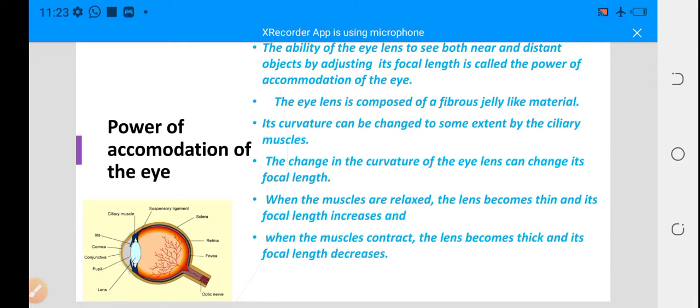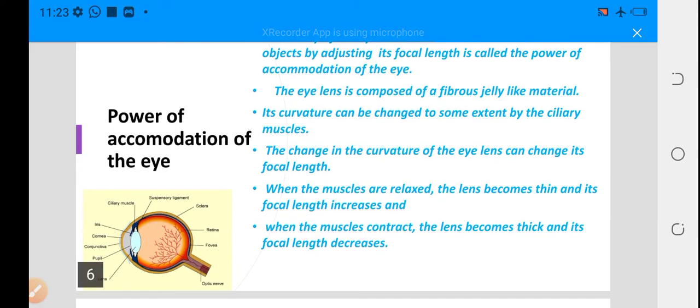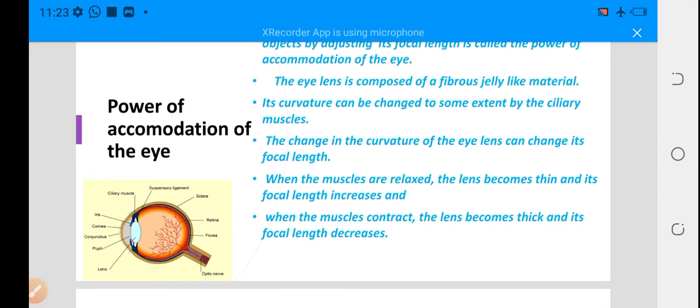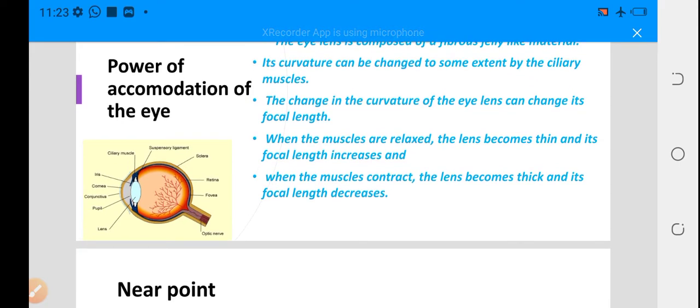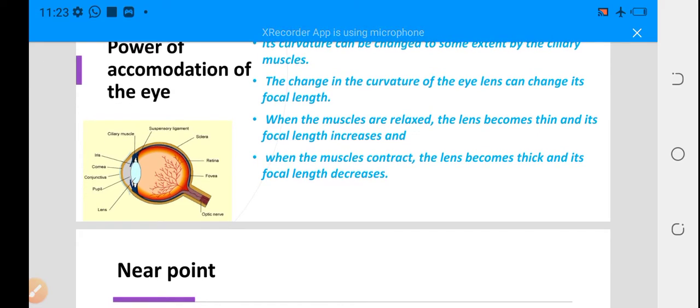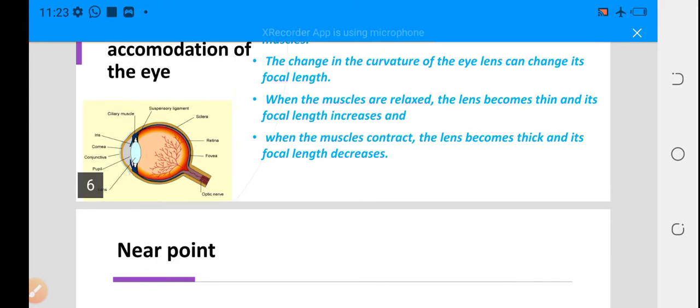The eye lens is composed of fibrous jelly-like material. Its curvature can be changed to some extent by the ciliary muscles. Ciliary muscles are sensory muscles. The change in the curvature of the eye lens can change its focal length. When the muscles are relaxed, the lens becomes thin, so its focal length increases. When the muscles contract, the lens becomes thick, so its focal length decreases. Once again, when the muscles are relaxed, the lens becomes thin, and the focal length increases.